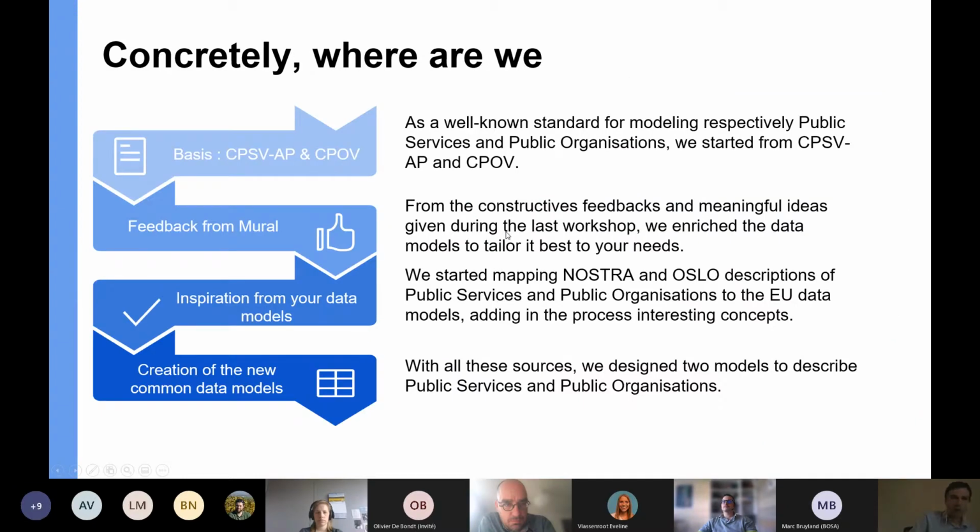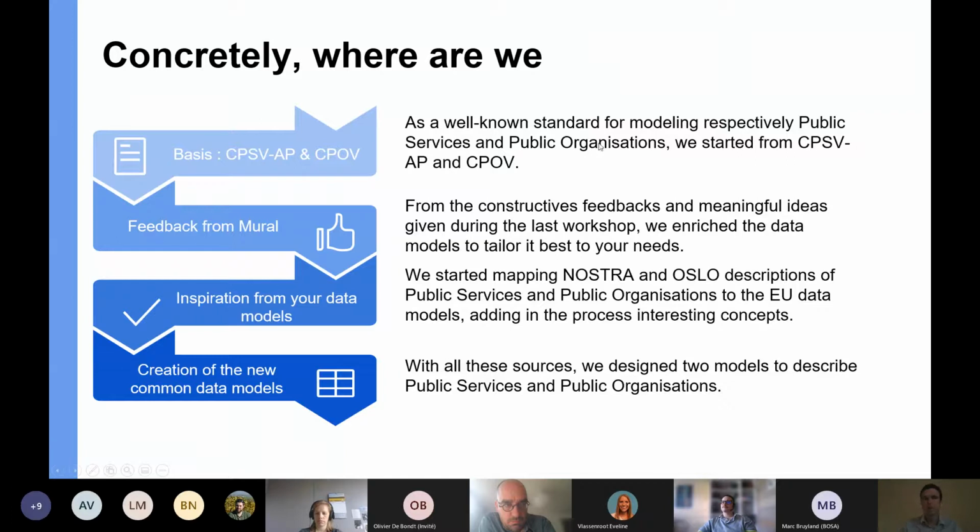And so last time, if you remember, we said that we would start from existing sources like European data models, such as the acronyms that you see on the screen, CPSV-AP, CPOV. There are basically data models at European level that have been defined for describing public service and public organizations respectively. So we thought, okay, let's not reinvent the wheel from the start. Let's really begin with what exists already.